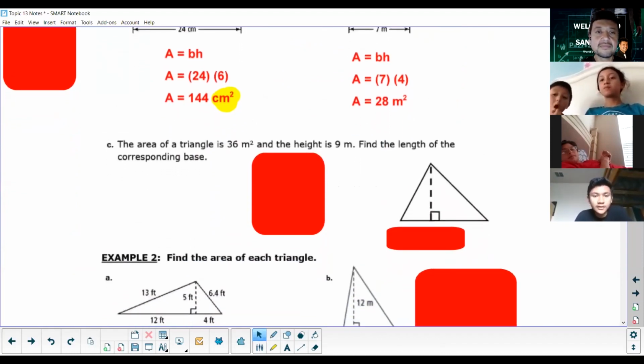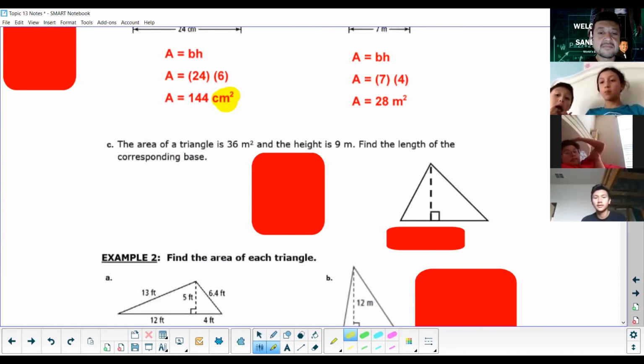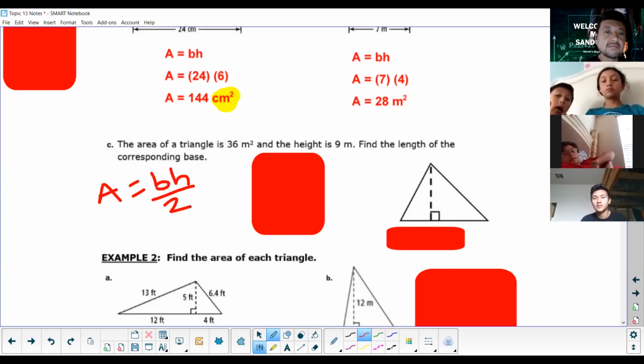The area of a triangle is 36 meters squared and the height is 9 meters. Find the length of the corresponding base. All right, great. Walk me through it, Marcus. How would I solve this one? Well, you just pop the equation in there: A equals BH over 2. Then you'd fill in all the things we know. Since the area is 36, you'd replace A with 36 meters squared, and we know the height to be 9 meters. Then we just have to solve for B.